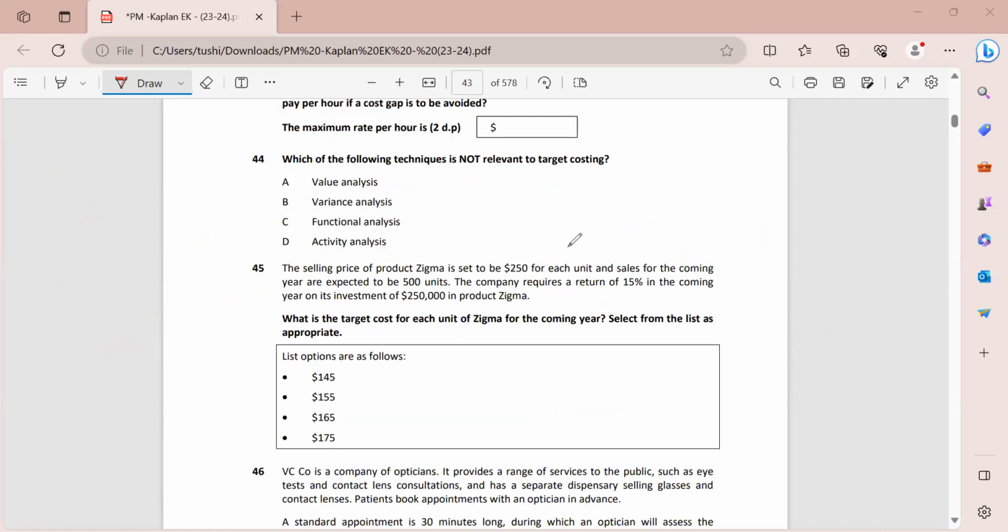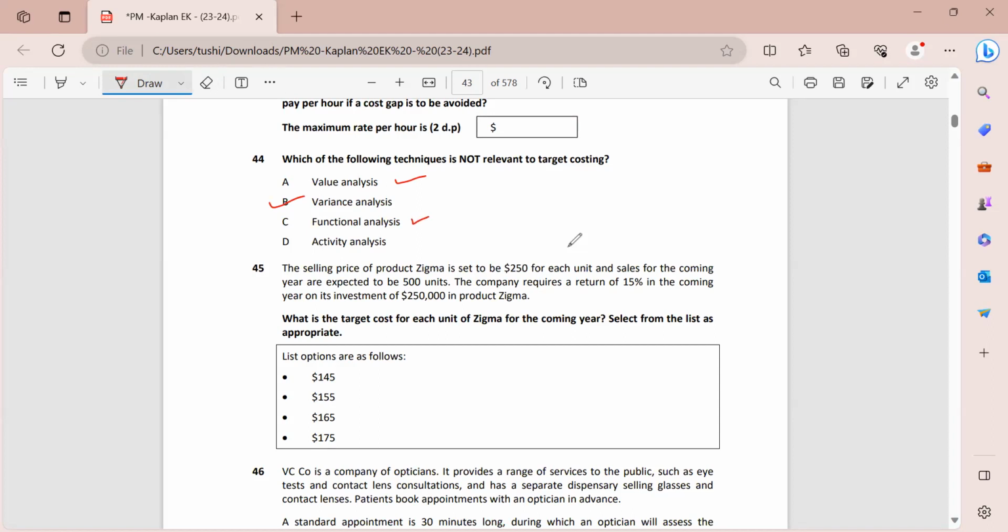Now moving on to question number 44. Question 44 says, which of the following techniques is not relevant to target costing? When we are doing target costing, we do a value analysis, definitely yes. We find out where small cost reductions can be applied to close the cost gaps. That is definitely done. Variance analysis is something that we do not do in target costing. So that will be our answer. Value analysis we do. Functional analysis also we do. We do this at the design stage.